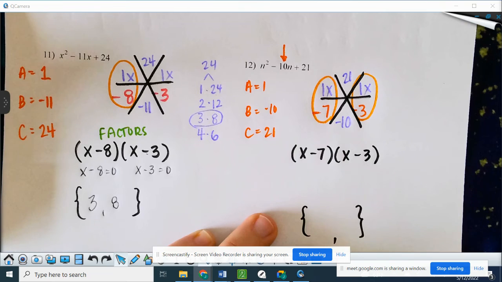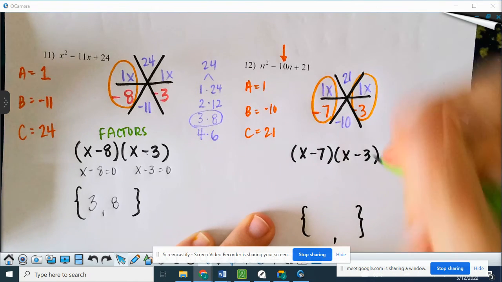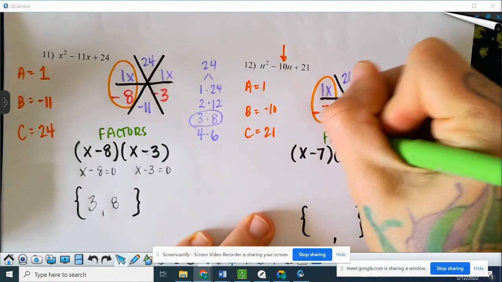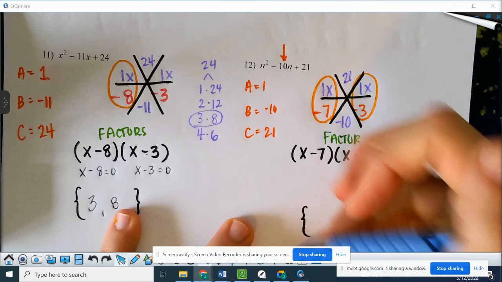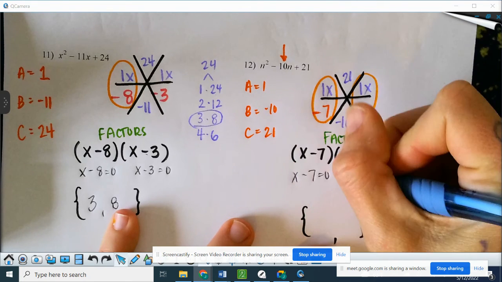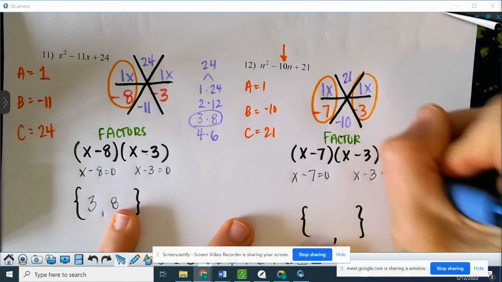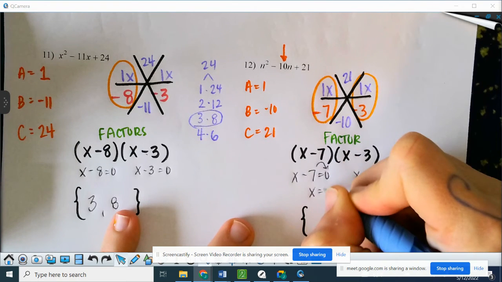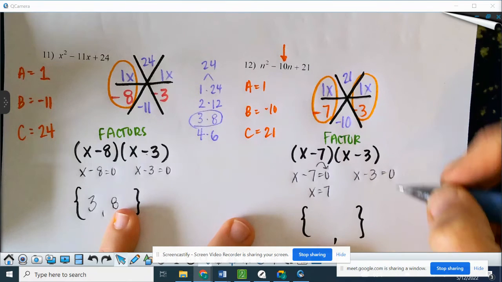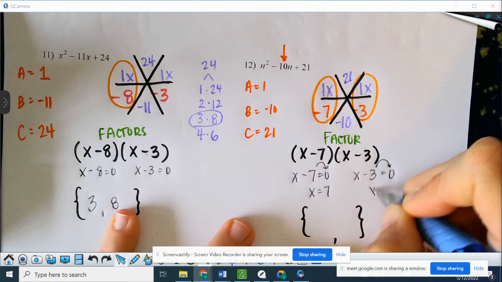The x minus 7, if it just said factored, we're done. But let's go ahead and push it and see what the solutions are. So x minus 7 equals 0, and x minus 3 equals 0. Add that 7, so x equals 7, and we added because it was negative. Move that 3, x equals 3.